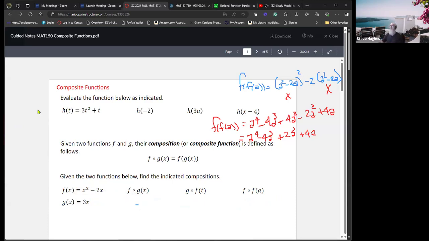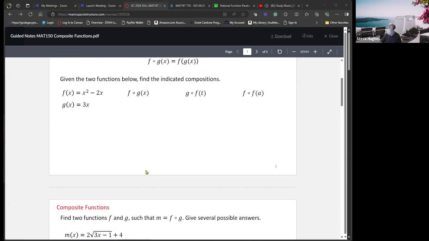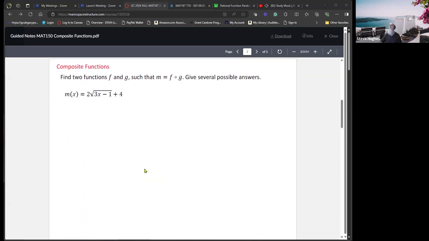All righty, we got those taken care of, guys. Let's see what we have next on our agenda. It says find two functions f and g such that m is equal to f composite g. There are several possible answers, or it says give several possible answers. All right, let's take a look.